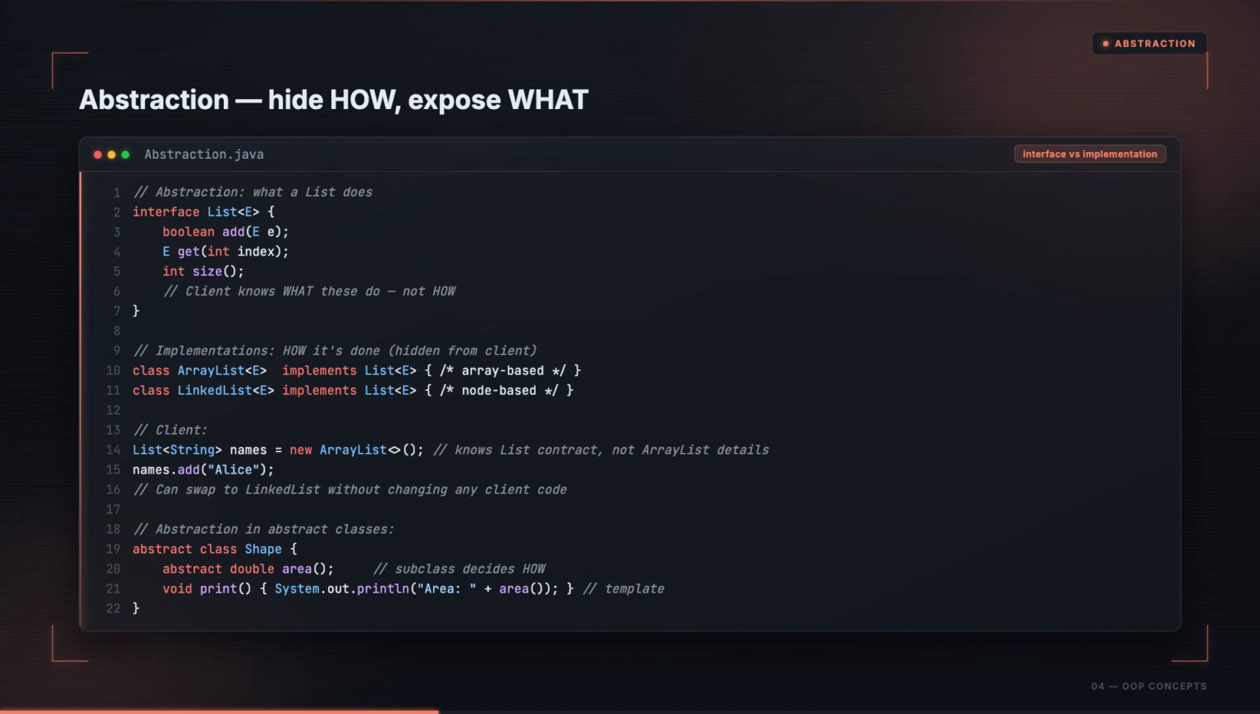The interface versus abstract class question lives here. Use an interface to define a contract with no shared state. Use an abstract class when implementations share common behavior or fields. Know which fits your situation.